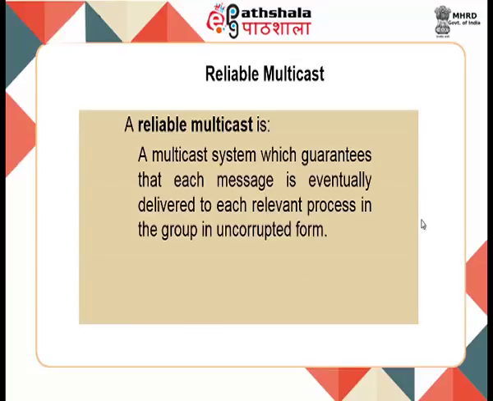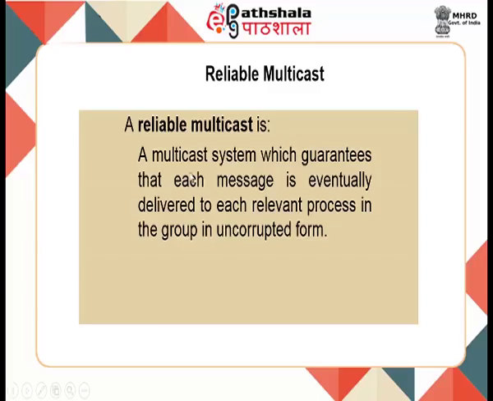A reliable multicast is a multicast which guarantees that each message, this is a group communication, so there will be multiple processes which will be sending messages to each other. So, in this system, each message that has been sent to the group will eventually be delivered to each relevant process in an uncorrupt form. So, the system gives a guarantee. What guarantee does it give? That each message that has been sent to the group will eventually be delivered.